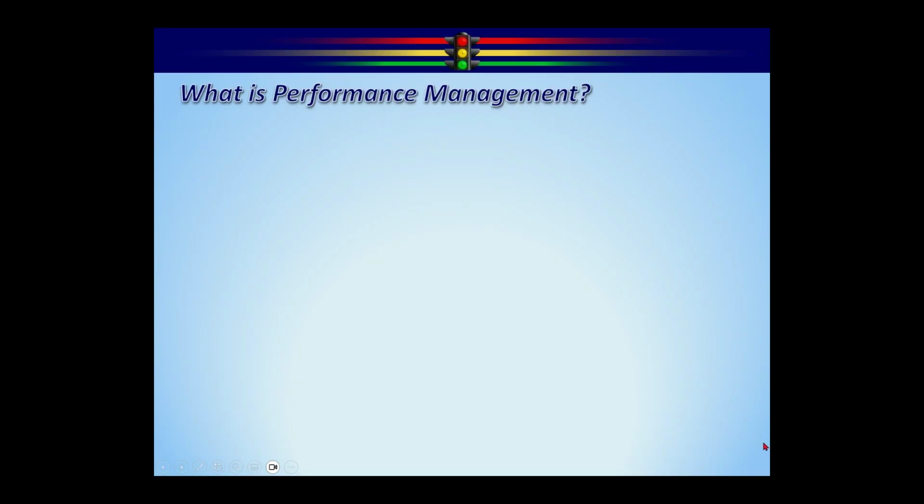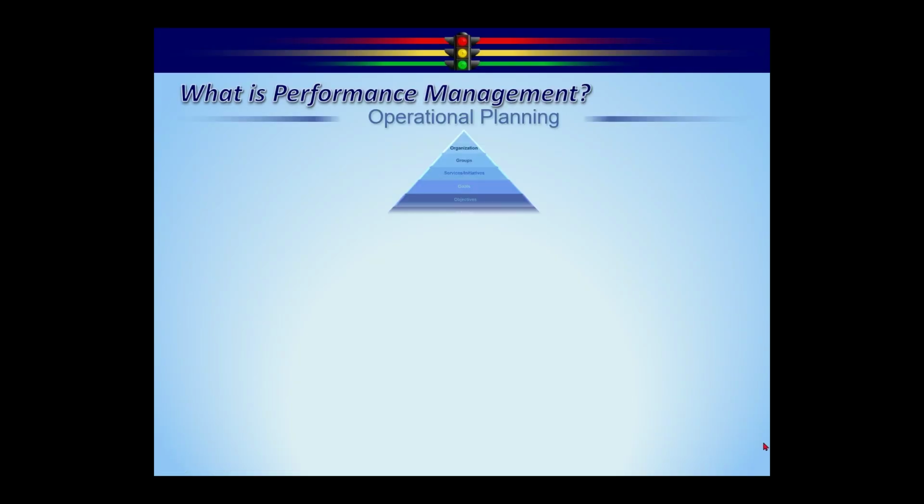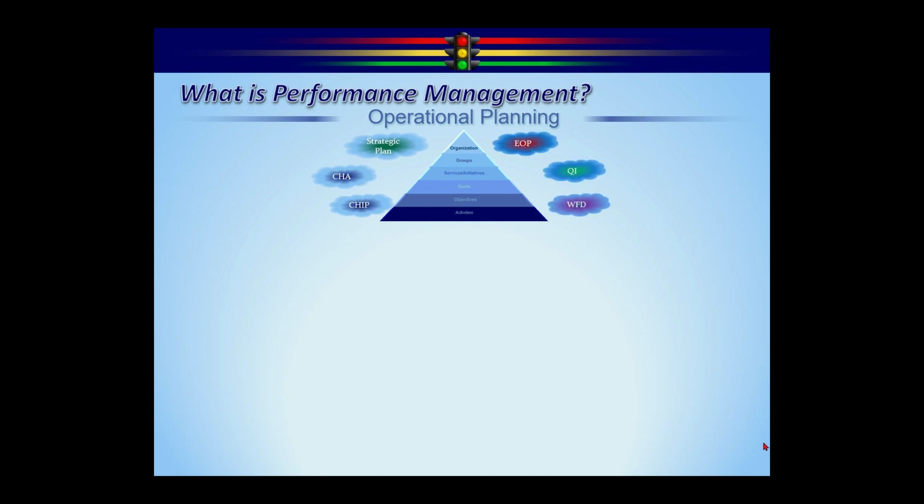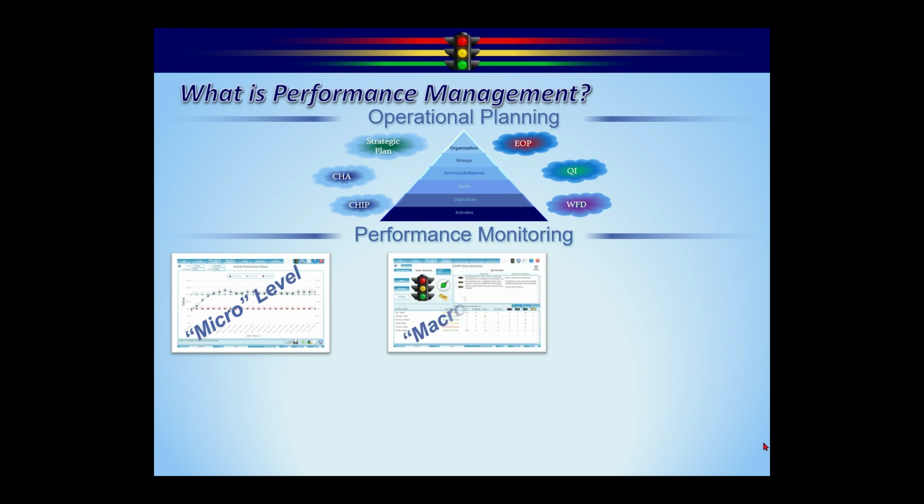So the first thing is to review, what is performance management. You guys have been through operational planning in spades, and everybody should be, if you haven't already, getting a certificate saying that you've completed the operational planning. Today, what we're going to talk about is the performance monitoring. So we're going to start out in the middle there with the macro level, which is again the dashboard screen. And then we're going to go to the micro level, which is the charts and graphs and things along that line at the objective and activity level.